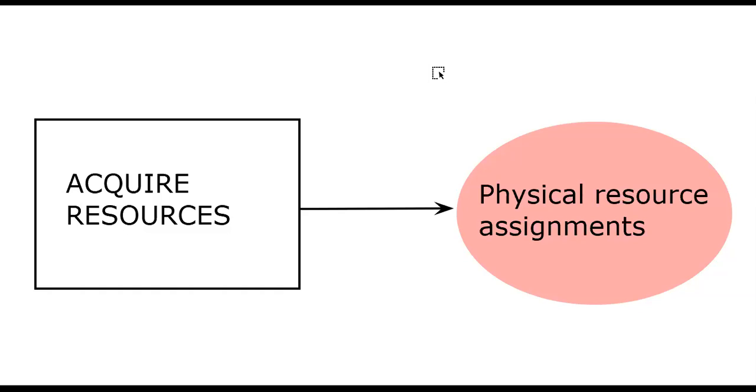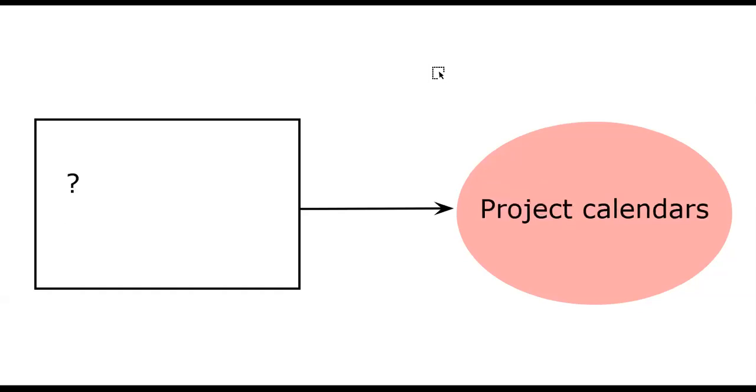Here's your next one. Project calendars is an output of which process?